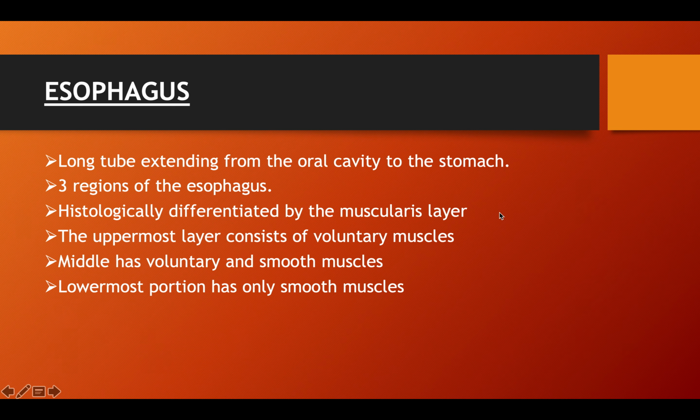So the way to remember this, if you cannot just remember these lines, is that if you imagine the oral cavity, you chew by yourself. That's a voluntary action. So the part near the oral cavity is gonna have voluntary muscles, and the part near the stomach is gonna have smooth muscles because you have no control. You don't have any voluntary control over your stomach. Smooth muscles are involuntary muscles. So the part closer to the stomach is gonna be made of smooth muscles. This is asked quite a lot of times, so just remember this.